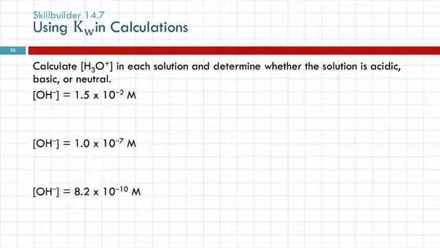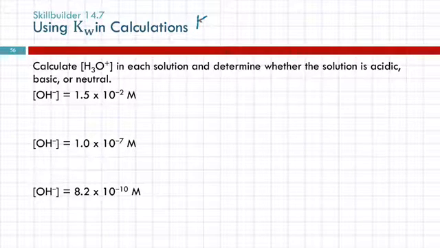Okay, so this problem asks us to calculate the hydronium ion concentration in each solution and decide if the solution is acidic, basic, or neutral. So they're giving us hydroxide ion concentration, and they're asking us what the hydronium ion concentration is. We're using the equilibrium expression to do this problem.